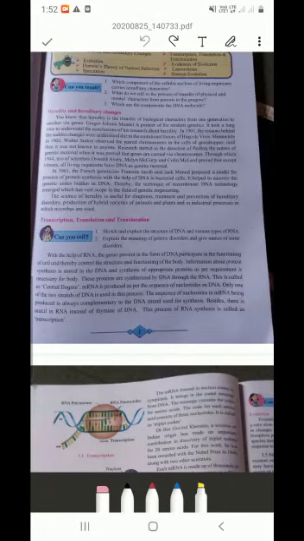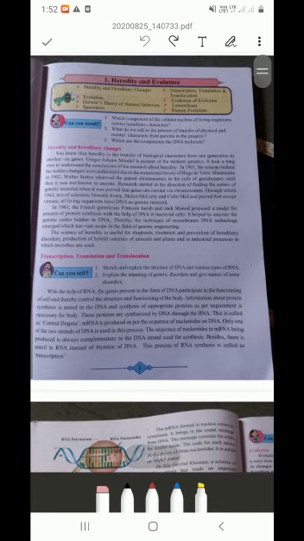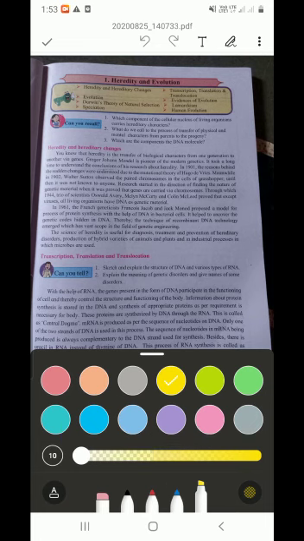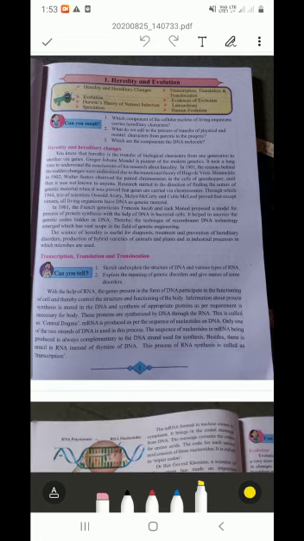So the information for protein synthesis is stored in DNA. Stored in DNA means how, where, and in what way the protein can be synthesized. See, that is the important part here.